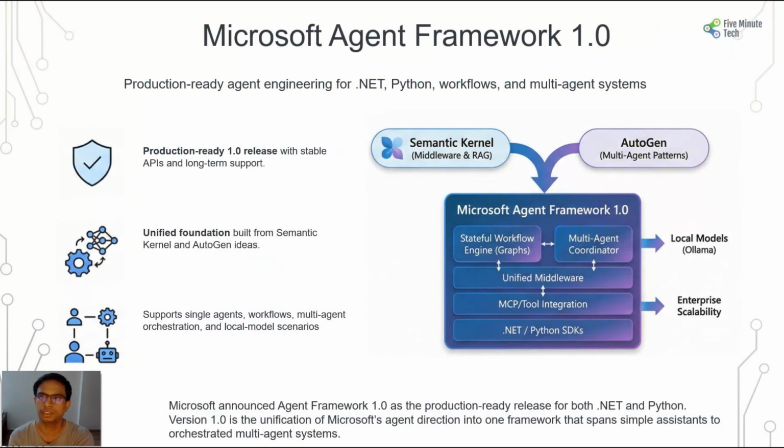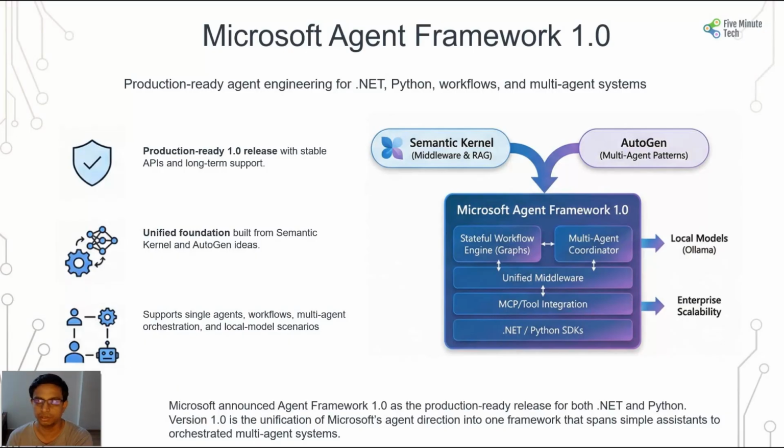So Microsoft Agent Framework is production-ready agent engineering for .NET, Python, workflows, and multi-agent systems. It has different features, some of them being the production-ready 1.0 release with stable APIs and long-term support. It has a unified foundation built from Semantic Kernel and AutoGen ideas, and it supports single agent workflows, multi-agent orchestration, and local model scenarios. It supports stateful workflow engines, multi-agent coordinators, and unified middleware. MCP tool integration is present in it, along with .NET and Python SDKs.